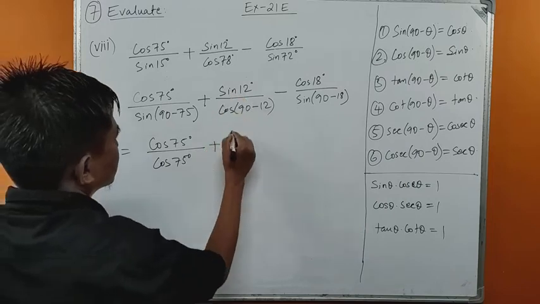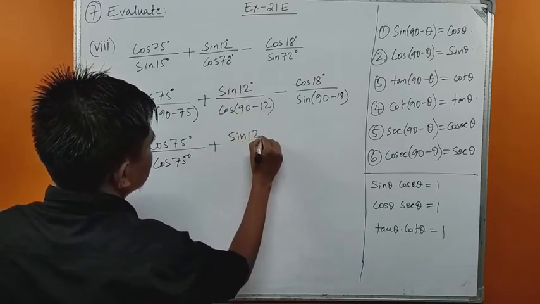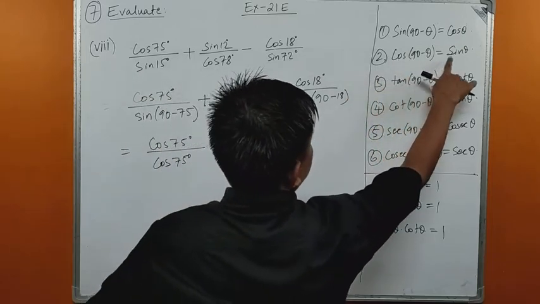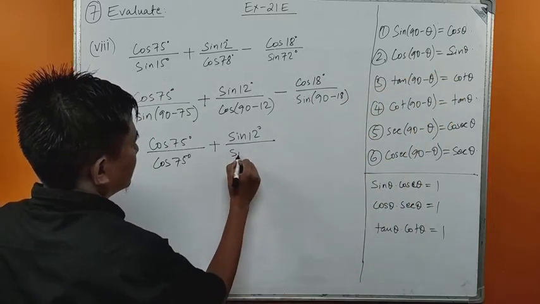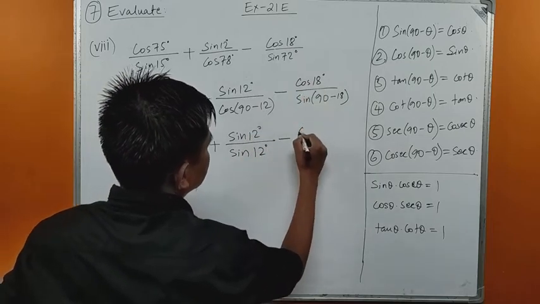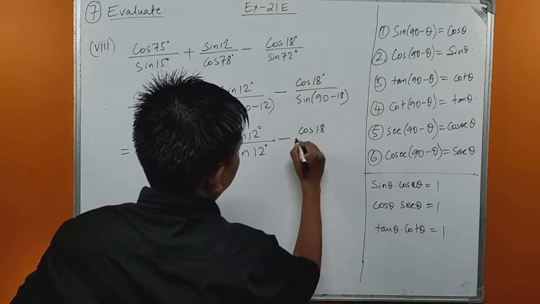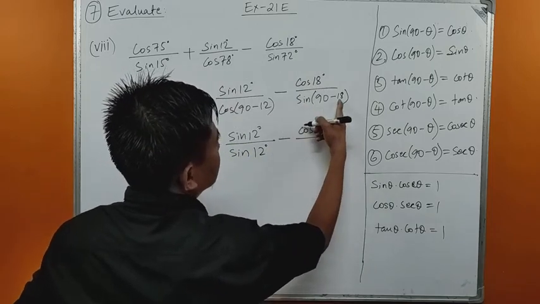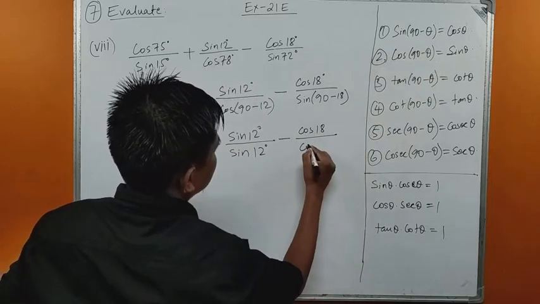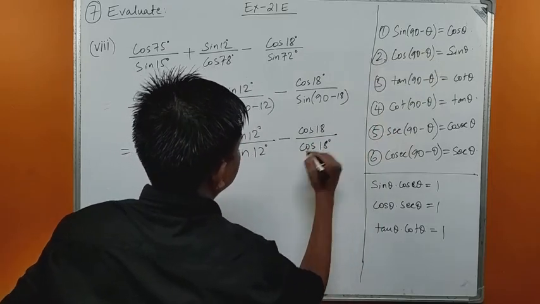Plus this is sine 12. And here cos 90 minus theta. Cos 90 minus theta is sine theta. This is sine theta, so sine 12, minus cos 18, and in the denominator sine 90 minus 18, that is sine 90 minus theta. Sine 90 minus theta is cos theta. So cos theta is 18, isn't it?